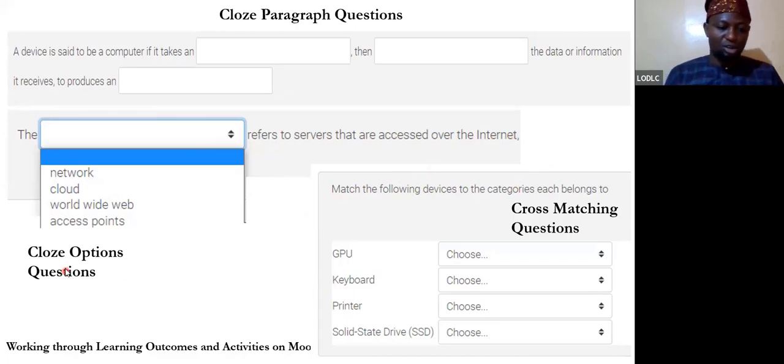Then we have cross-matching questions. Cross-matching questions in the sense that you are expected to match the relevant items together. So here we have GPU. The student is expected to click on this arrow and choose the correct matching item. So that is what we mean by cross-matching questions.